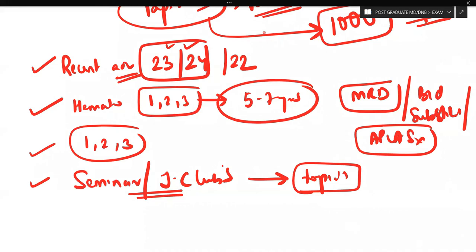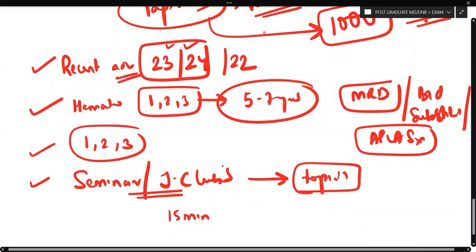Now, when you prepare from the articles and journal clubs, you don't have the time and luxury to read each and every article. Each article, you should not give more than 15 minutes. You should just make 10 points out of each article, write down those 10 points, and bear only those 10 points in your mind for your exams.